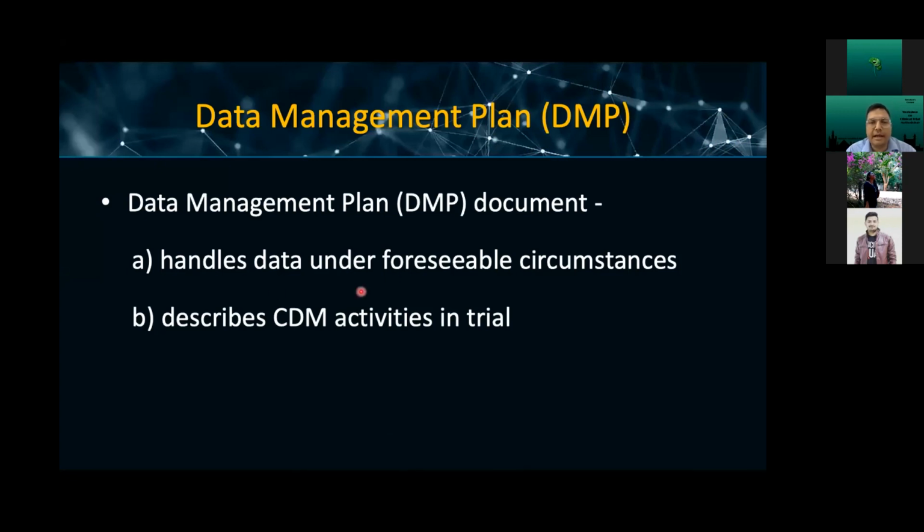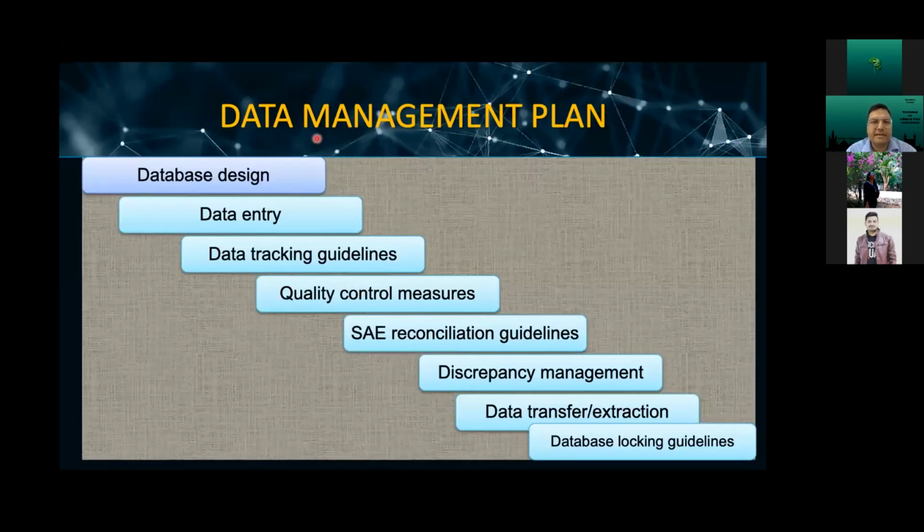So before moving ahead, for every program, we have a data management plan, which is a document which handles all the data under foreseeable circumstances, and it describes the CDM activities which are to be followed in the trial. So this plan has the database design, the methods to enter the data, they have the guidelines for data tracking, then measures for quality control, then there are guidelines for the serious adverse event reconciliation, and management of discrepancies is one of the major parts of the data management plan. And there are guidelines for how to transfer this data, and finally the database.